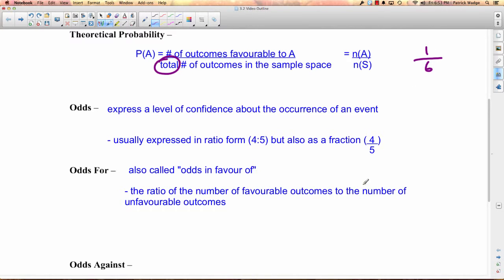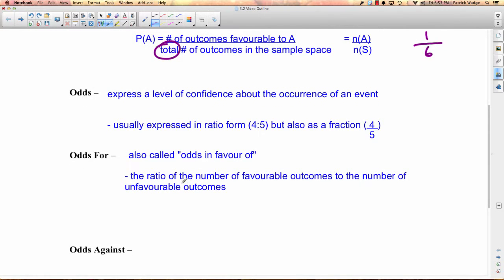But if we look at odds for, and let's consider our die again, let's say you want to get the number 2 on a die, just like we did up here. So it's the ratio of the number of favorable outcomes. Just like before, the number of favorable outcomes was 1. But this time, the number we compare it to is not the total, it's the number of unfavorable outcomes. So when you roll a die, and you're hoping to get a 2, how many unfavorable outcomes are there? There's 5. There's 1, 3, 4, 5, 6. That's 5 numbers.